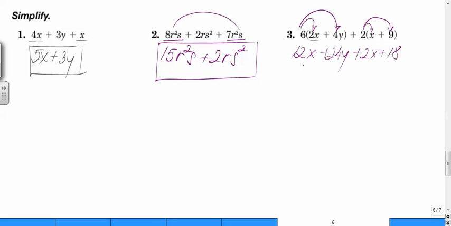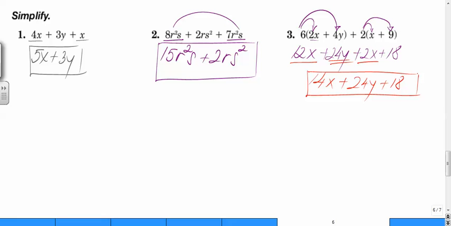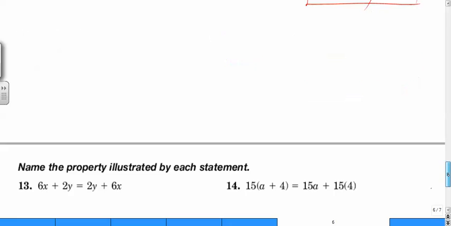We're not done. You're looking for like terms. You have 12x plus 2x, that gives me 14x plus 24y. There is no other y. Plus 18. Okay, and this is it for this type of problem. We'll do more in future classes, right?